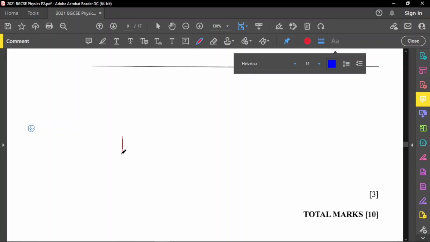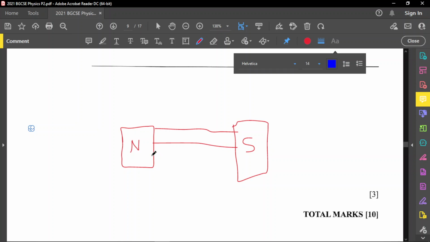We are going to draw the magnets here, with two poles: let's call this side south and this side north. Remember, the magnetic field lines will go straight across like that. Just to make a note, the arrows must go this way. You also need to draw the direction of the magnetic field, as they will look out for that.